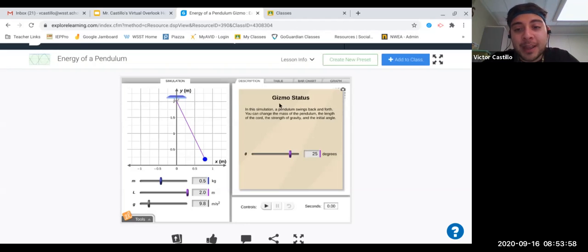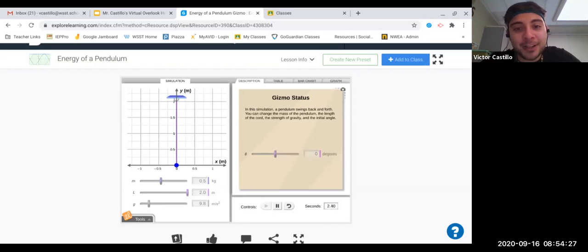Click right here. On the gizmo status, let's actually go all the way down to 0 degrees. Okay, 0 degrees. So make sure your degrees is 0. Make sure it looks like mine, 0 degrees. Now, if you have 0 degrees, let's click play. Go down here where it says controls and let's play it.